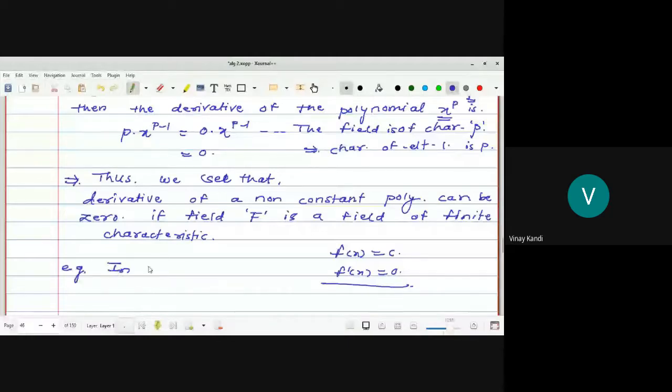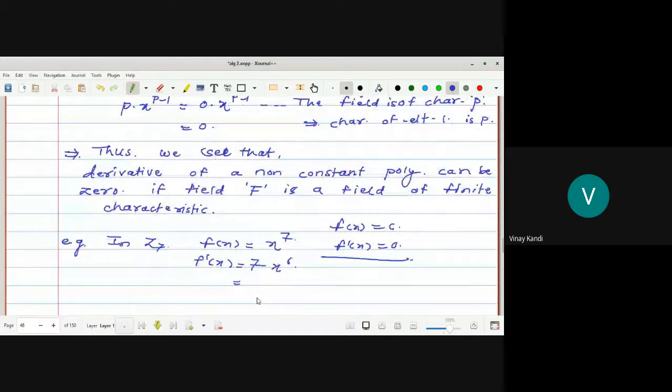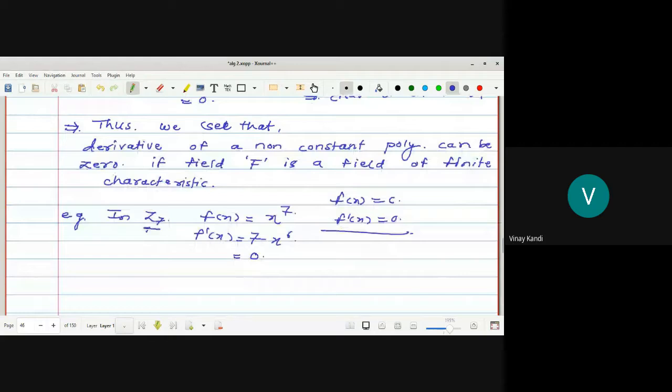If f of x is equal to x raised to 7, what is f dash of x? 7 into x raised to 6. But 7 is equal to 0 in Z7, so 7x raised to 6 is equal to 0. So f dash of x is equal to 0. Okay. Any doubt here?